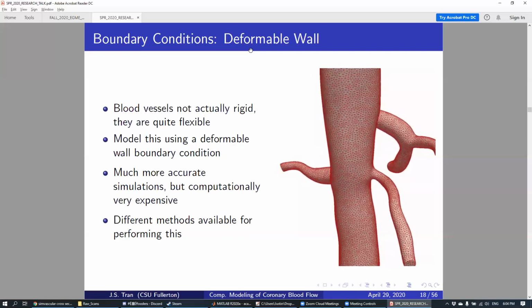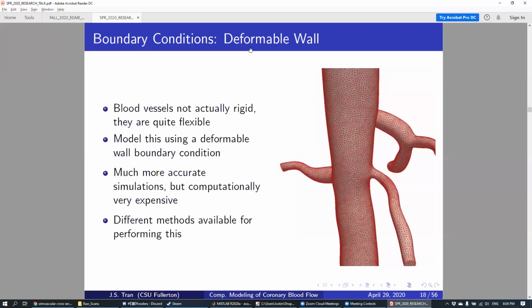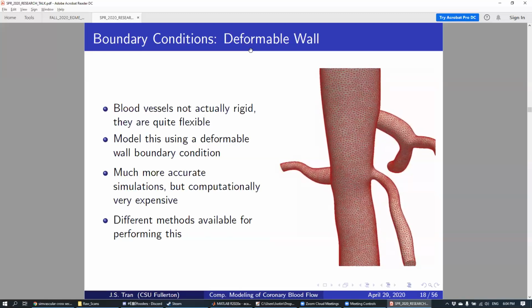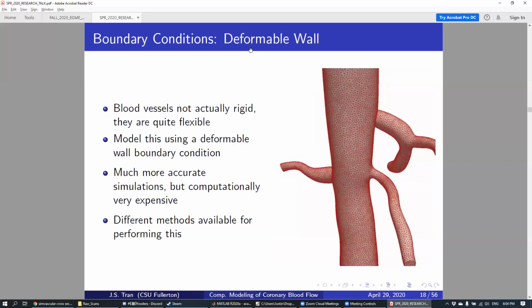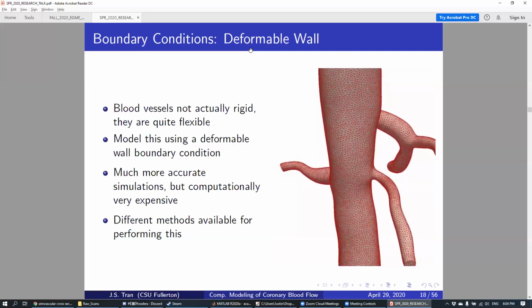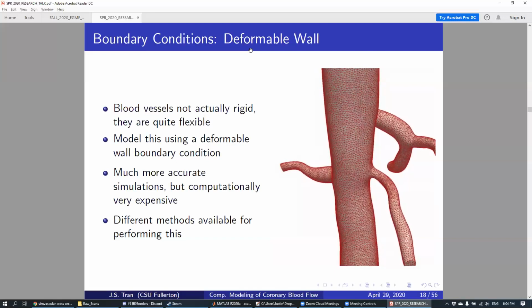I think this term has been thrown around a little bit in this class, but this would be an example of what's called a multi-physics simulation. By multi-physics, I mean that you're solving several different governing equations at the same time. For a deforming wall, you not only need to solve the Navier-Stokes equations for fluids, but you also need to solve the equations for solid mechanics for the vessel wall too. Since you're solving two sets of differential equations, we call these methods multiphysics.